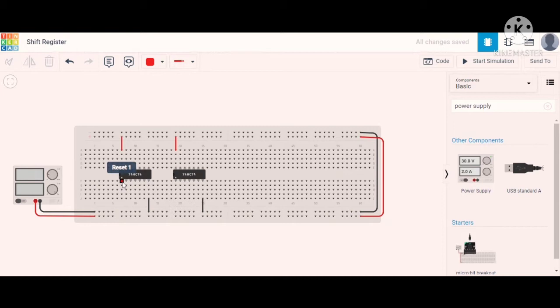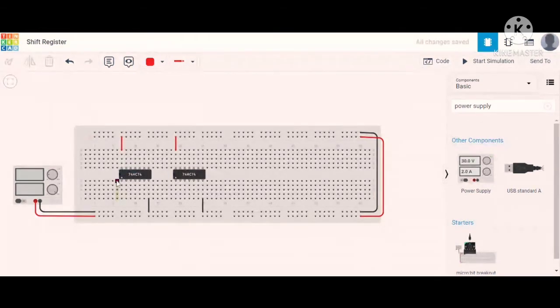Okay, so now the next one. This one is our reset one of the first flip flop, and here on the next side you see that this is the reset two of the second flip flop. But as I already told you in the session, the reset pin of the flip flop is always connected to logic 1.